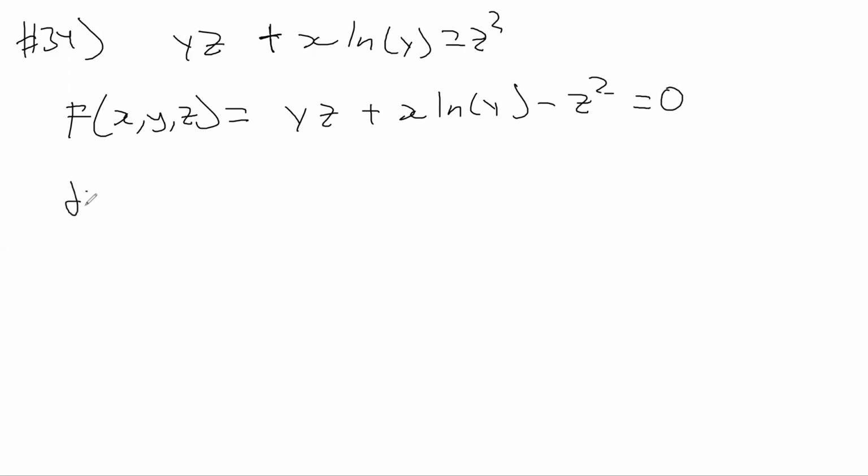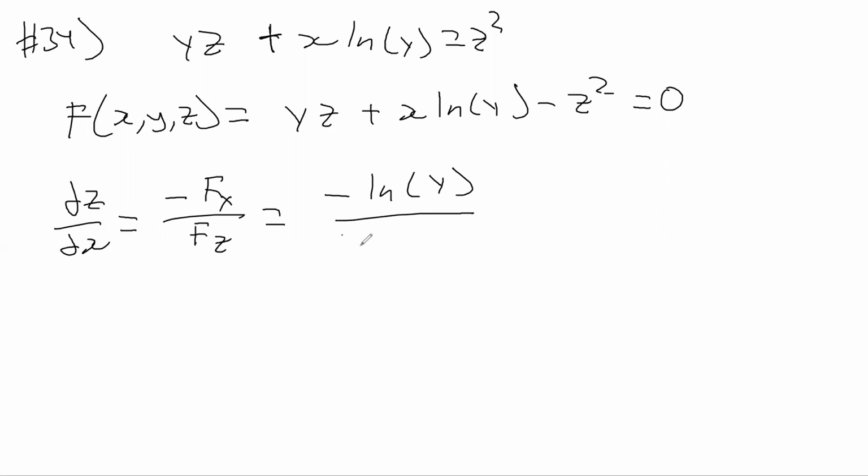So let's try to find dz over dx, which is negative f sub x over f sub z. And f sub x is going to equal ln y, because these two are going to be constants. So it'll be negative ln y all over y minus 2z, because the middle term is going to be a constant for f sub z. I don't think you can simplify that down.